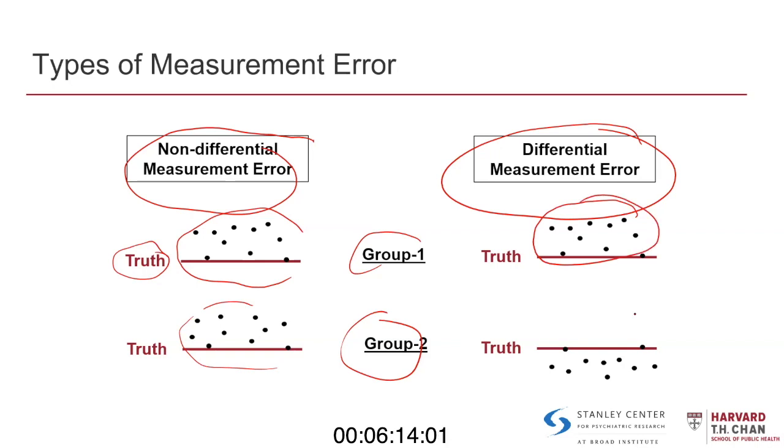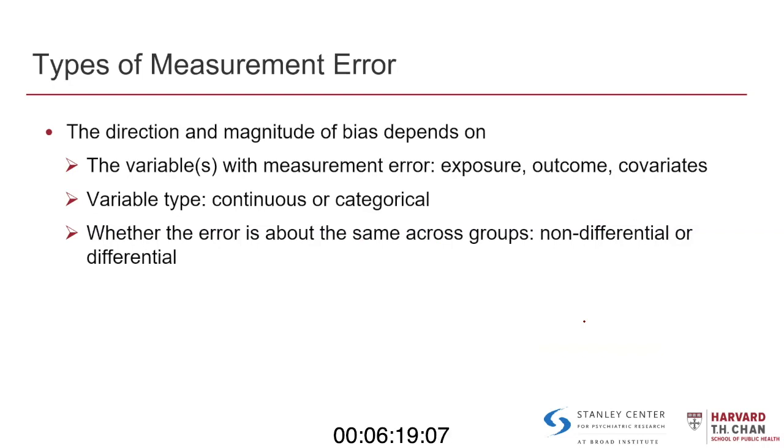So it's higher in this case, but it is lower in the second case. So the direction and the magnitude of measurement error might depend on the variables with measurement error. It could be the exposure, the outcome, and the covariate. And sometimes it could depend on the variable type, be it a continuous variable like height, weight, or a categorical variable. Whether the error is about the same across groups, which is non-differential, or differential.